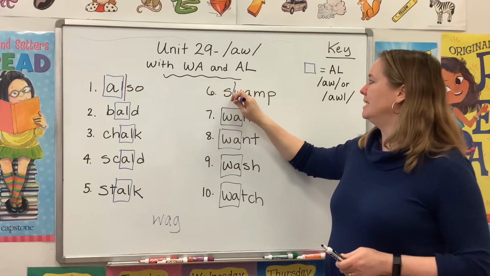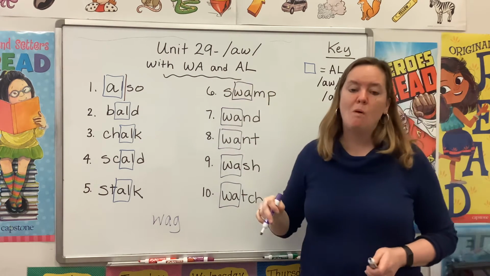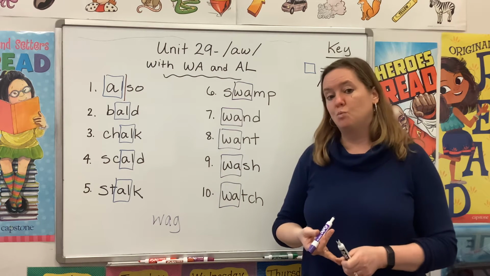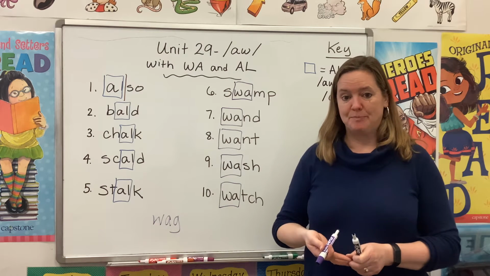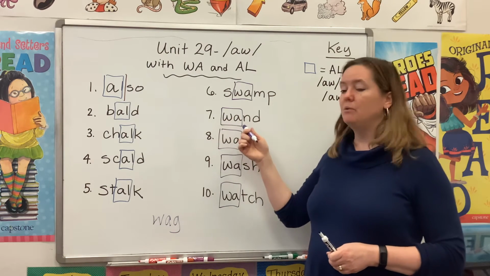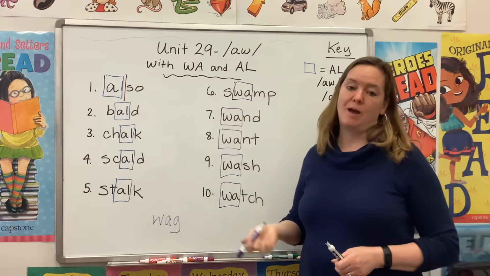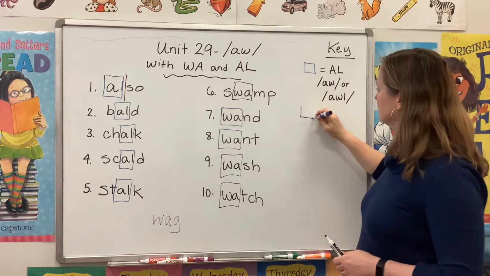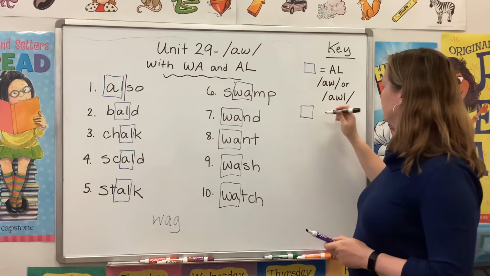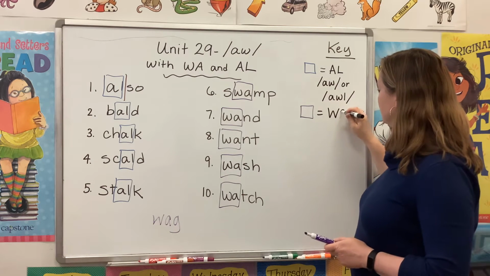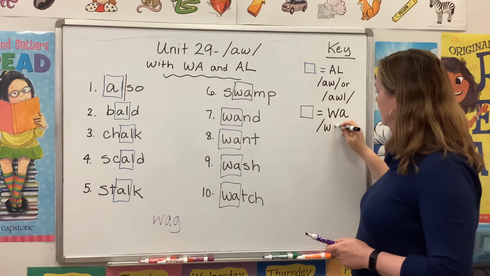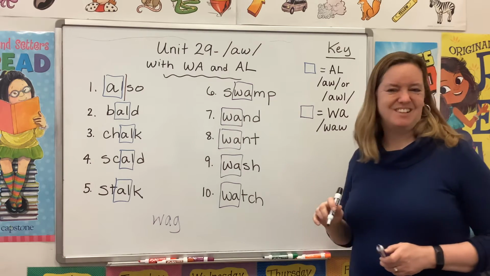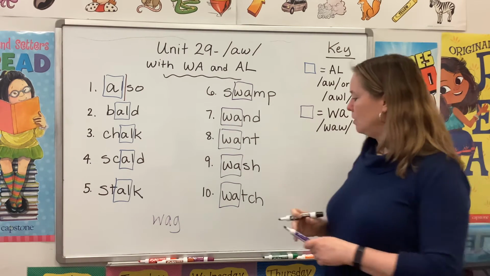So here we see SWA in swamp, but the same thing happens in words like swap and swat and swan, okay? So if you see W-A or S-W-A, I want you to try that wah sound. So in all these words, we have W-A making a wah sound. Does that look right? Wah. Okay.